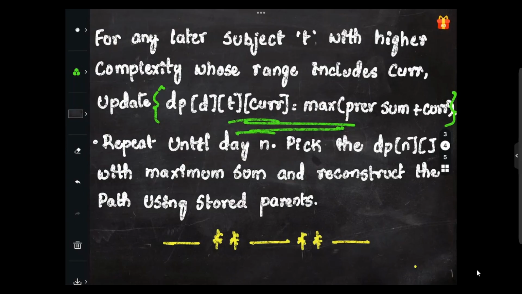Now we have to repeat until day n, which goes according to the input. In our case n was 4. So we repeat until day n, pick the dp of n with the maximum sum, and reconstruct the path using the stored pointers.